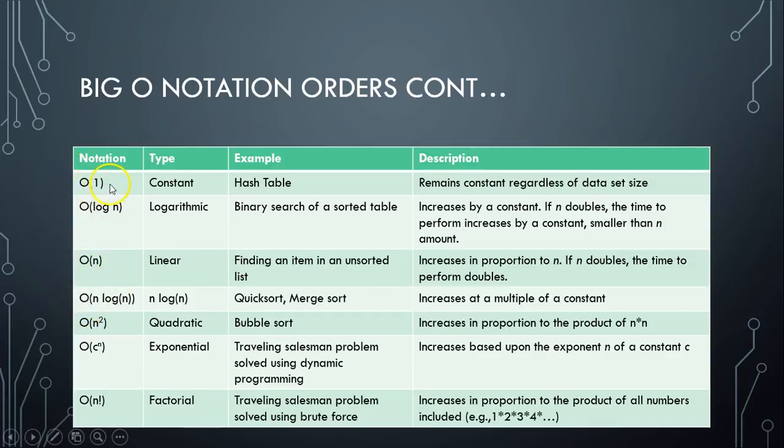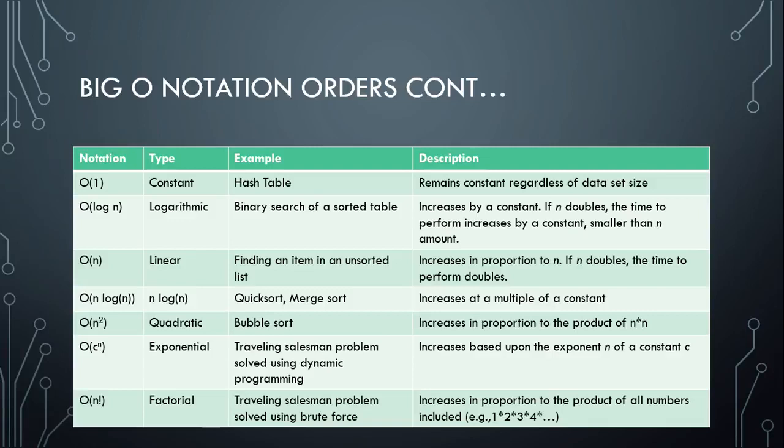So for example, you have big O of 1. That's a constant. An example of that would be a hash table, and it remains constant regardless of the data set size. So whether you have 100 items or 1,000,000 items, the rate of how long it takes to work through that is the same. We have big O of log n, which means it's logarithmic, which is, for example, binary search. It increases by a constant. If n doubles, the time to perform increases by a constant smaller than n amount.